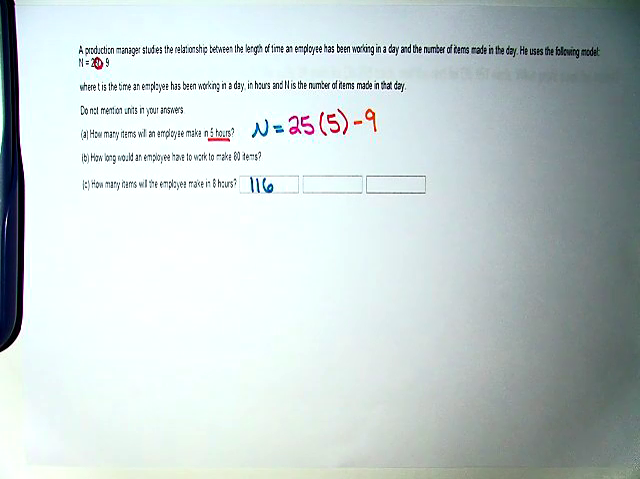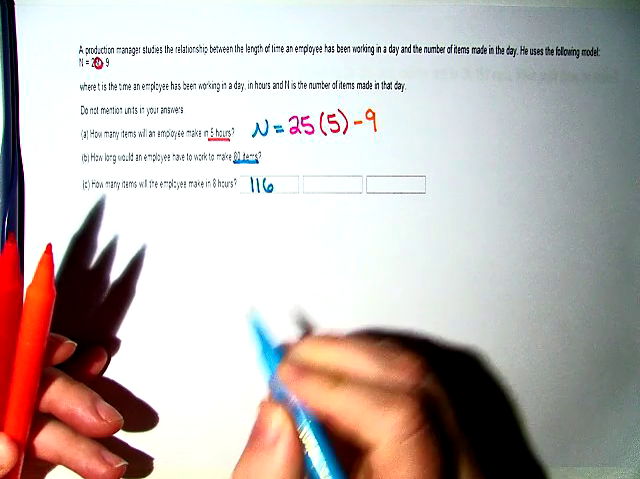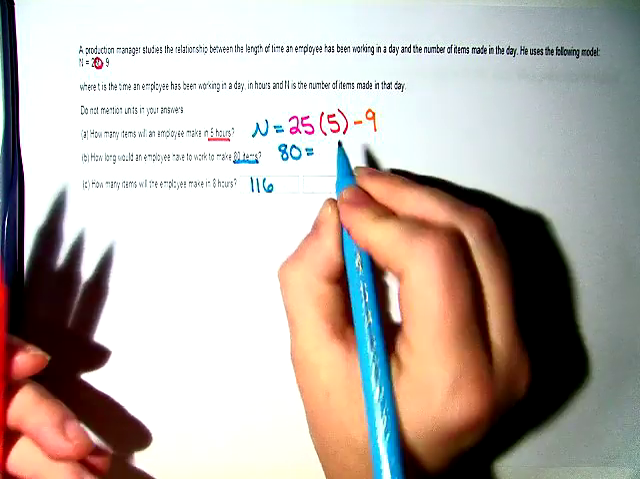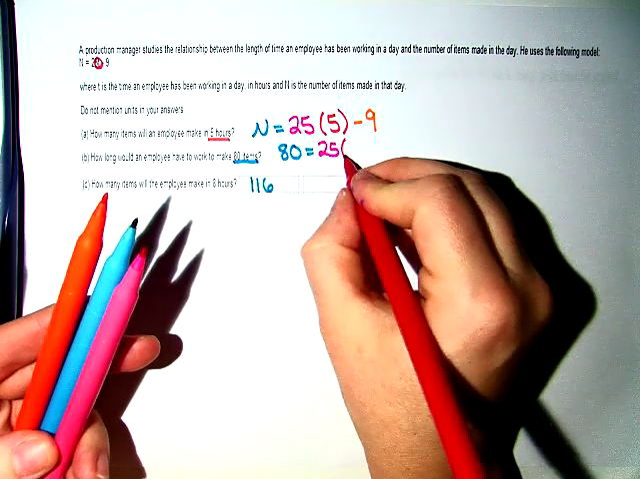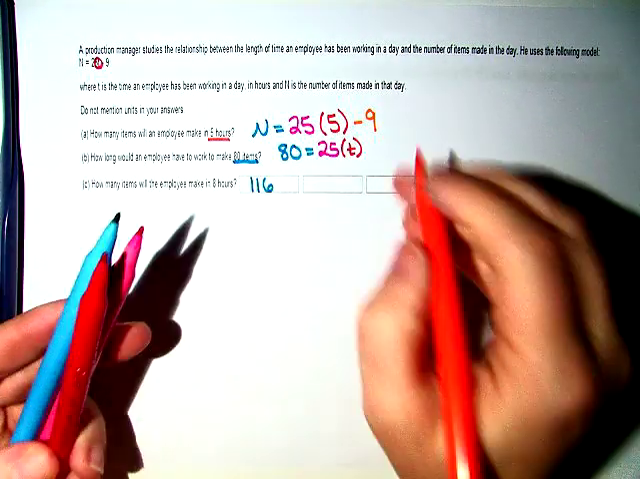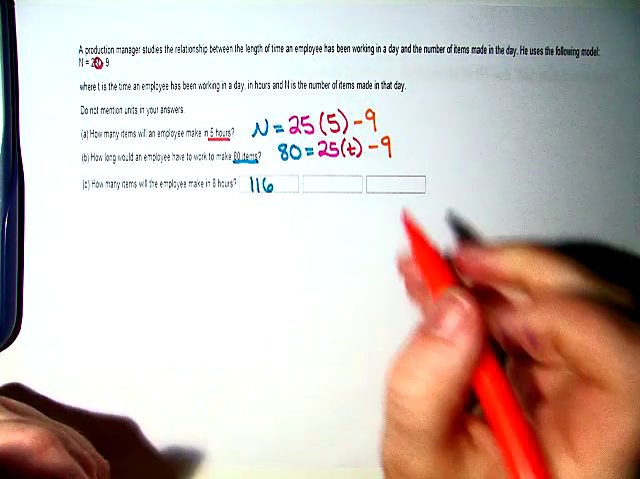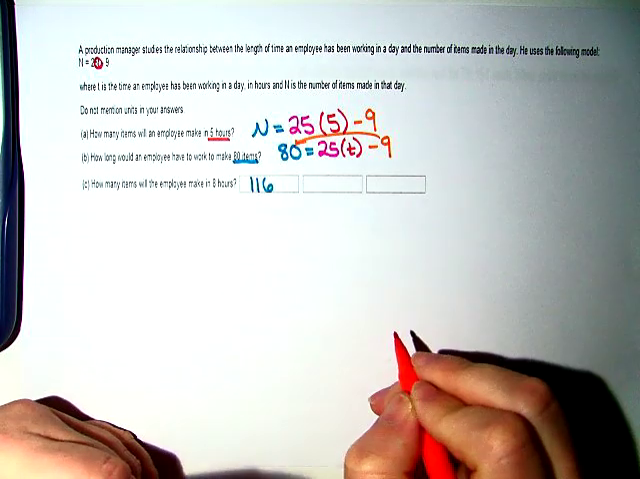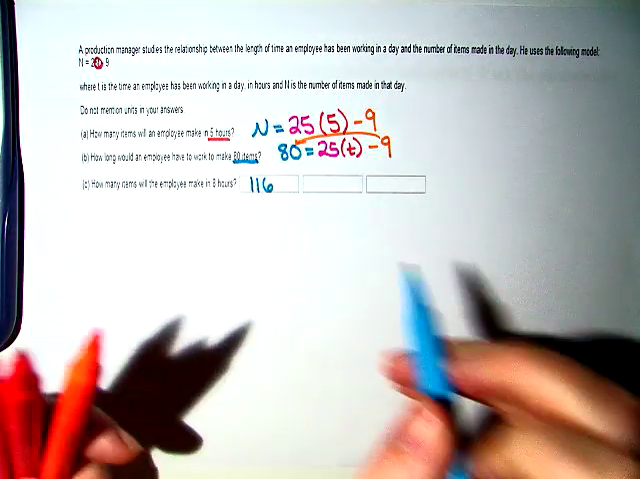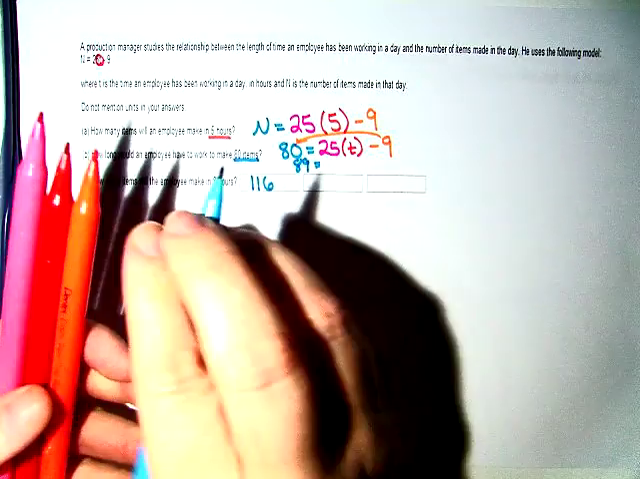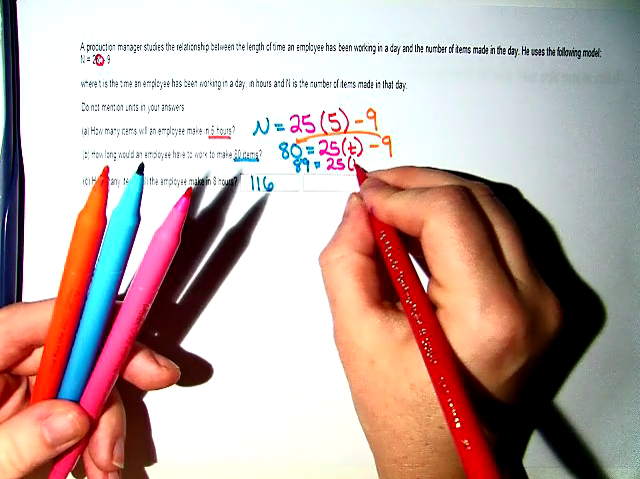How long would an employee have to work to make 80 items? Well, in this case, 80 is our number of items. So 80 equals 25 times T, we don't know how long that is, minus 9. Now, in order to solve this, we need to move the 9 over to the other side. So that minus becomes a plus, and we get 89 equals 25 multiplied by the time.